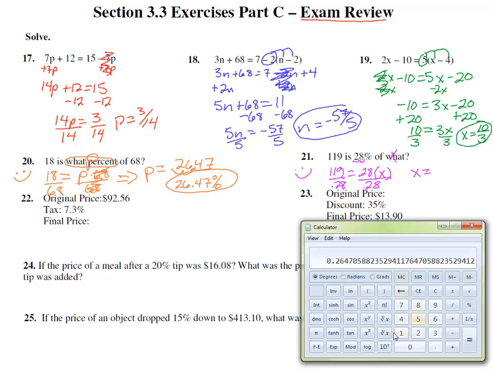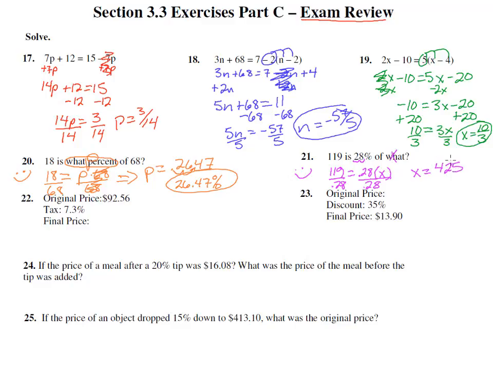Let's pull out the calculator and do 119 divided by 0.28. And that equals 425. And it's just a number. We don't need to change that to a percent.